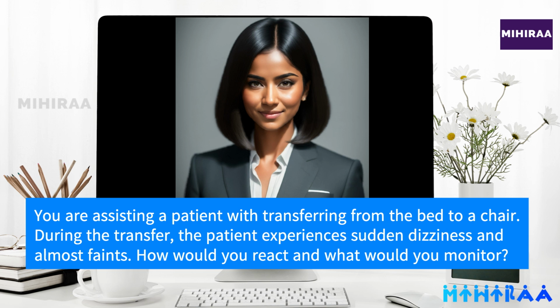Assisting a patient with transferring from the bed to a chair requires attentiveness and preparedness for unexpected events, such as sudden dizziness or near-fainting episodes.